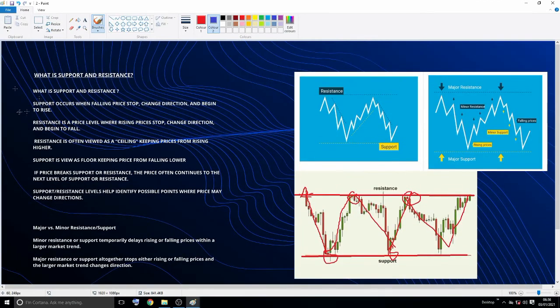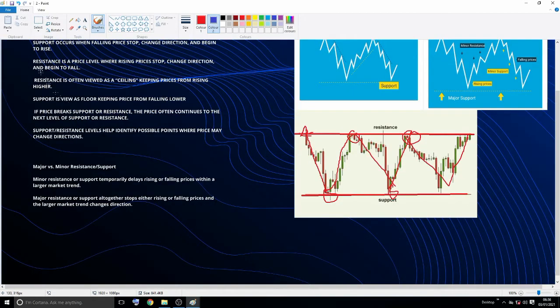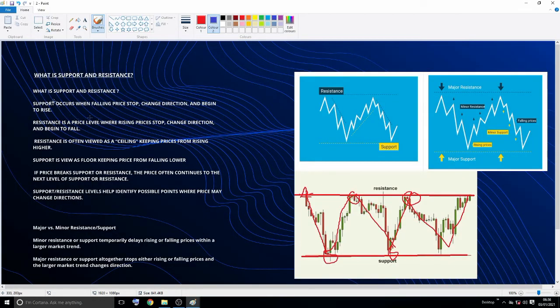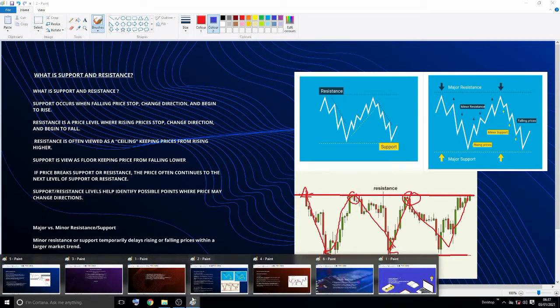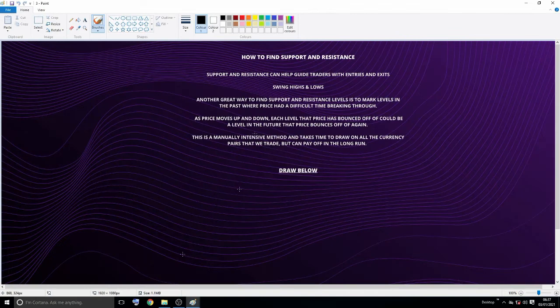Let me just read it again. Support occurs when the falling price stops, changes direction and begins to rise. Resistance is a price level where rising price stops, changes direction and begins to fall. So let's continue and explain furthermore.